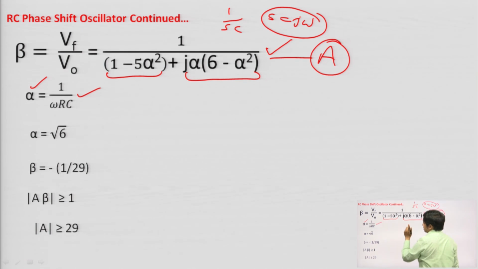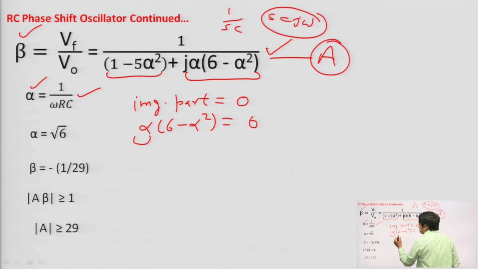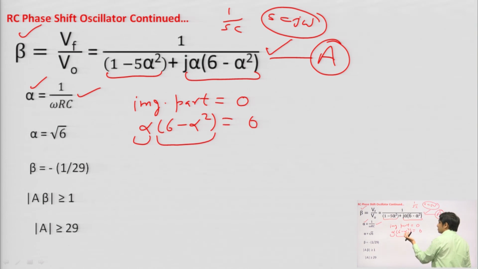Now, from this equation A, again this beta is a real quantity, it cannot be imaginary. So, we can put imaginary part is equal to 0. So, it means that alpha into 6 minus alpha square will be 0. Now, there are 2 terms, either alpha will be 0 or 6 minus alpha square will be 0, but of course, alpha cannot be 0, 6 minus alpha square it can be 0.